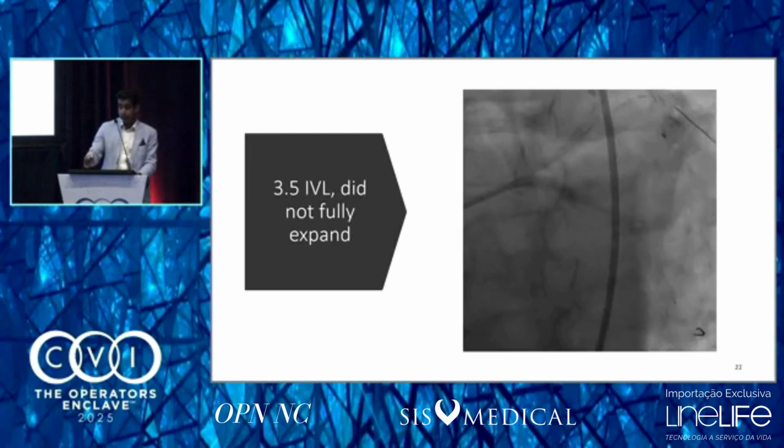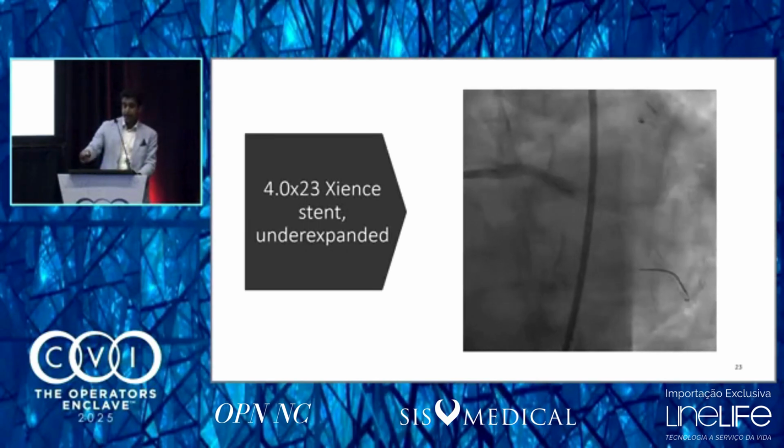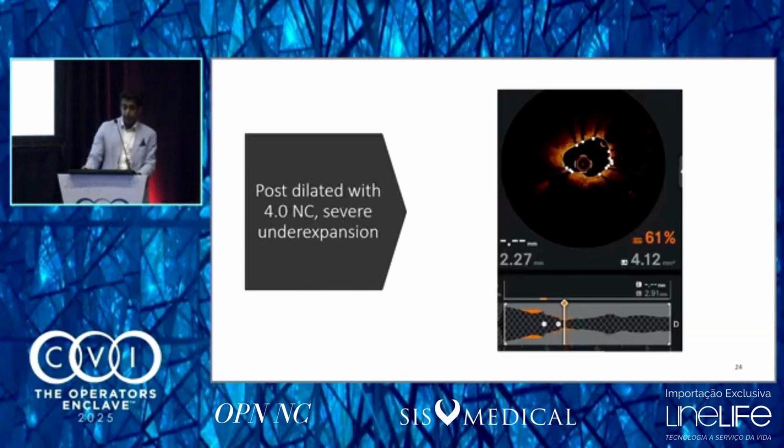And what they did was they actually used a 3.5 IVL after an NC. The IVL did not expand very well, as you can see. There's still quite a waist. They used a 4.0 stent, and that was underexpanded. And then they imaged, and I'll show you what the OCT is.